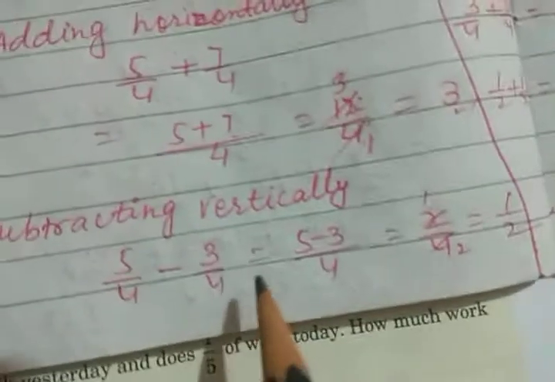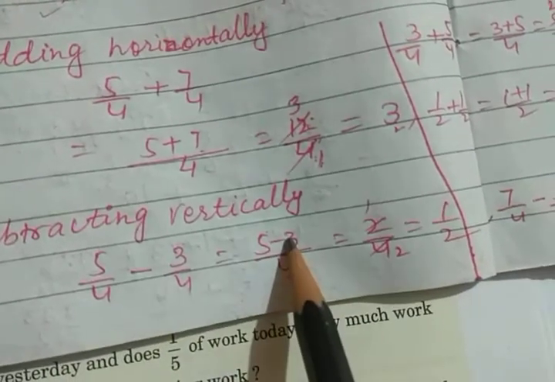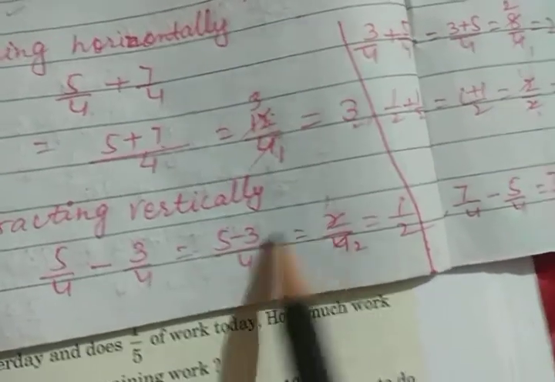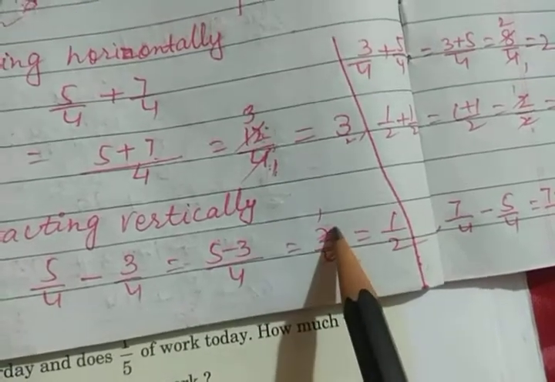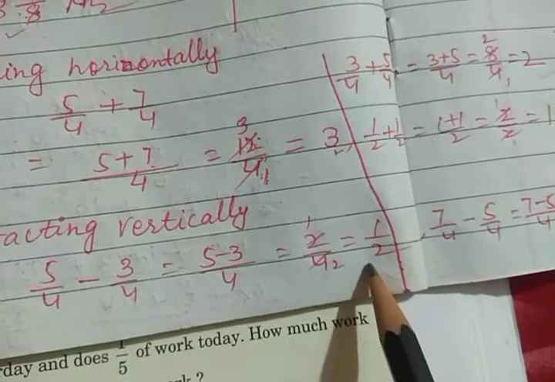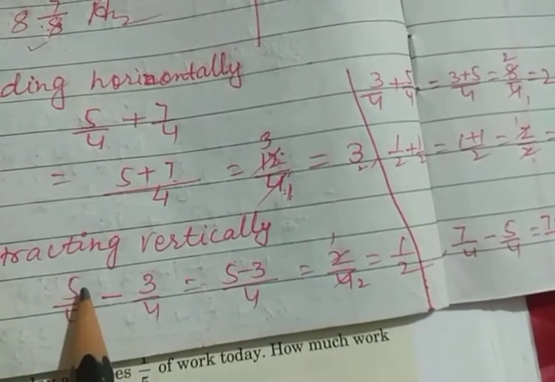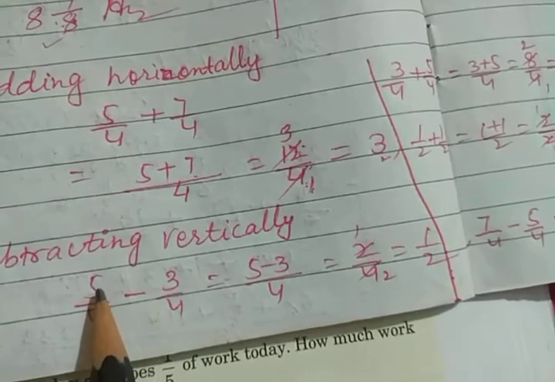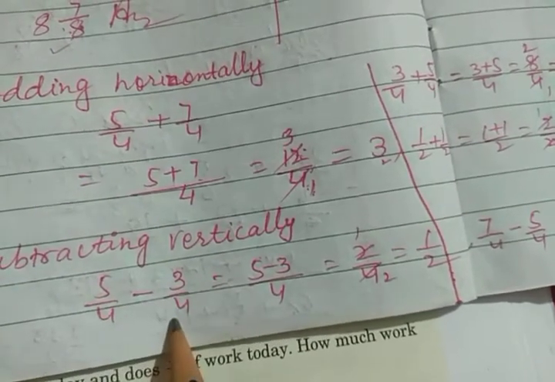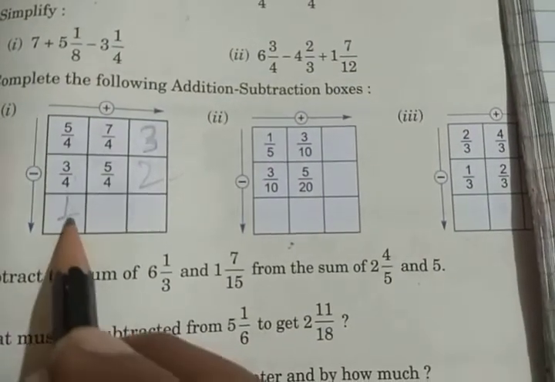Look at here. 5 by 4 minus 3 by 4. 5 minus 3 by 4, 5 minus 3 is equal to 2, 2 by 4. We cancel it. 2 1s are 2, 2 2s are 4. We get 1 by 2. Okay. When we subtract vertically, 5 by 4 minus 3 by 4, we get 1 by 2.